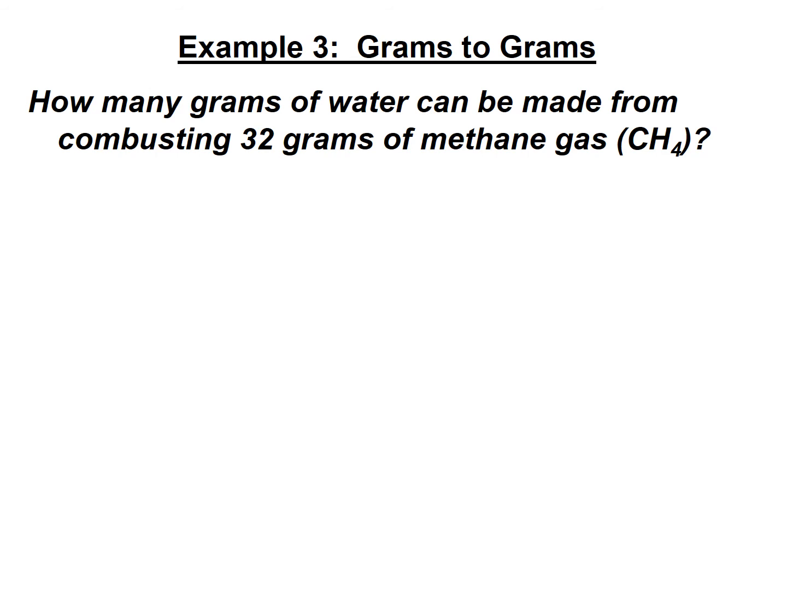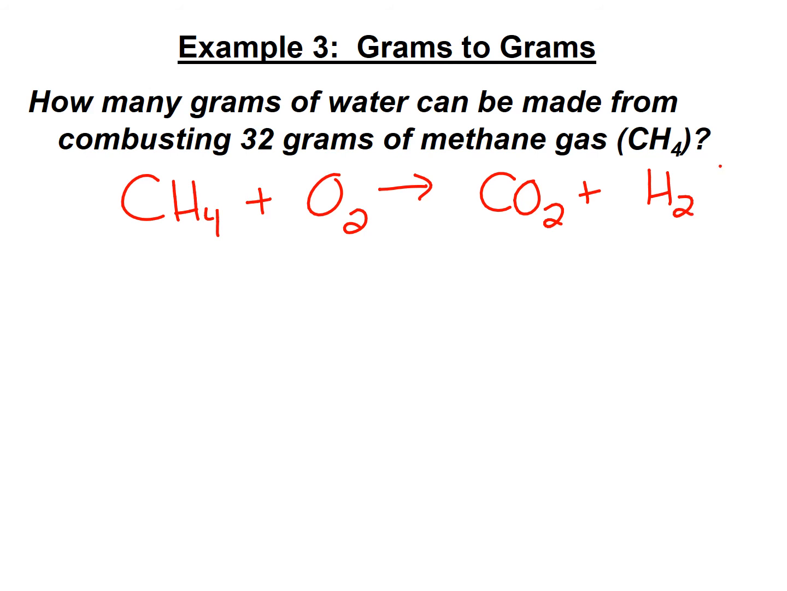All right, we're combusting methane. So we know that one of our reactants is methane. Since we know it's a combustion, we know the other reactant is oxygen, and our products are carbon dioxide and water. Now we have to balance it. So remember, we balance these in the order carbon, hydrogen, oxygen. Carbon is balanced. Put a 2 here to balance hydrogen, and a 2 here to balance oxygen.